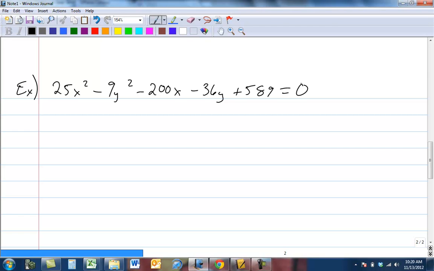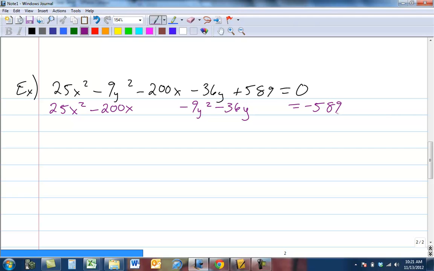All right, so let's put this in graphing form. Just like always, get rid of the constant, separate the x's and y's. So I got 25x squared... All right, so separated the x's and y's, got rid of the constant.